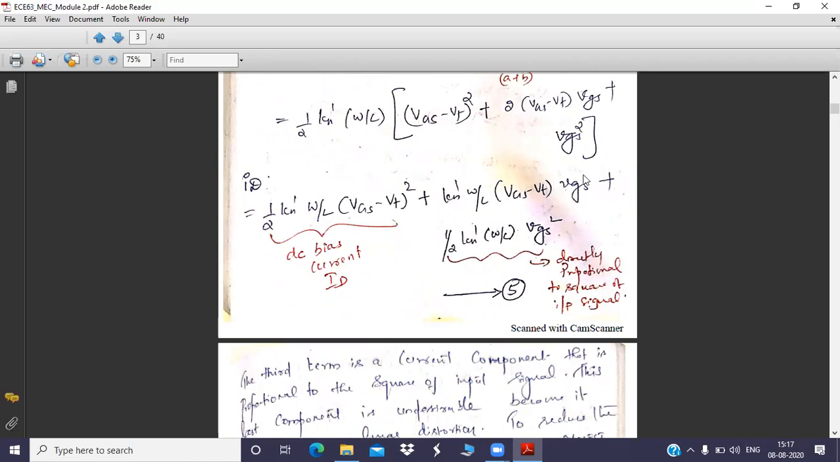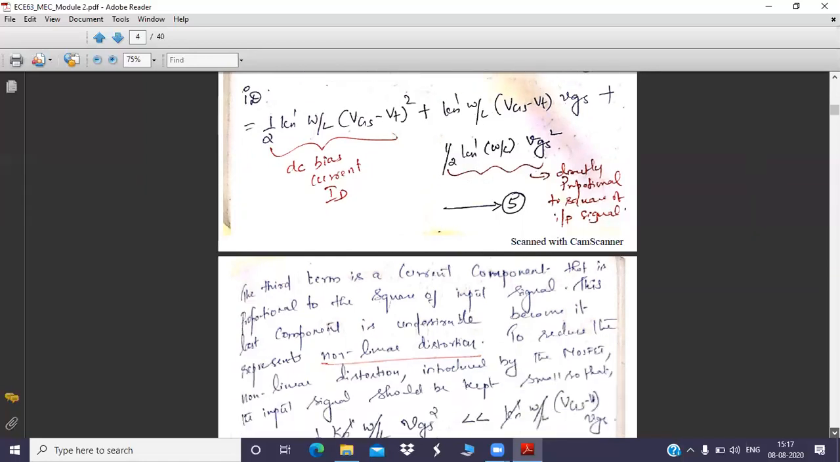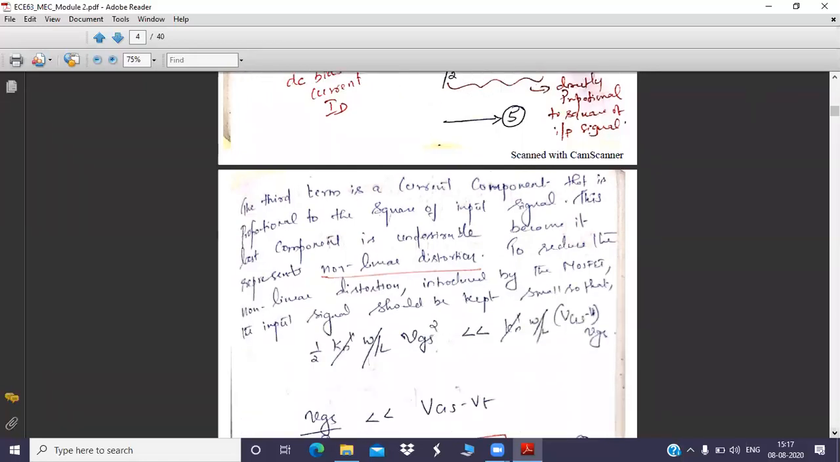Here you also have one AC term in the second term. The third term also has an AC term, small letter VGS, in both cases. Here you are not going to find any small letter VGS, so I am not going to take this term. So you have retained only these two terms. Out of these two terms, again, it is clear that the squared term is very much less than the second term. The term directly proportional to the square of the input signal is very much less than the second term.